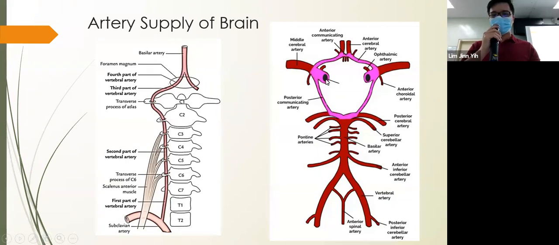So from the ICA, it gives off the middle cerebral artery, or MCA, and ACA. So there is the anterior communicating artery linking between the two. While from the ICA, there's the posterior communicating artery linking to the PCA. So this forms the circle of Willis.